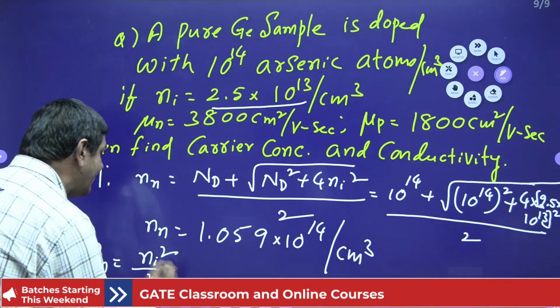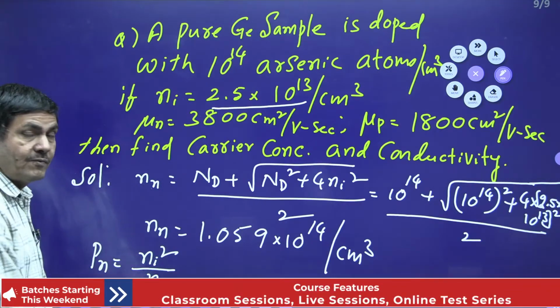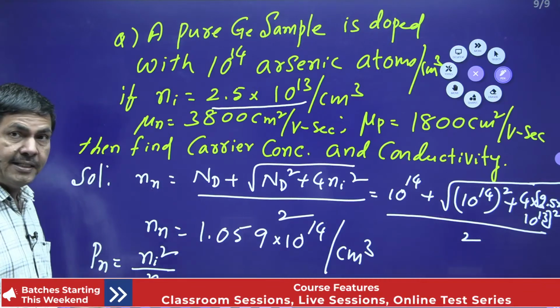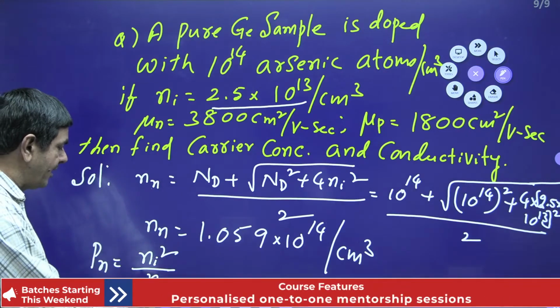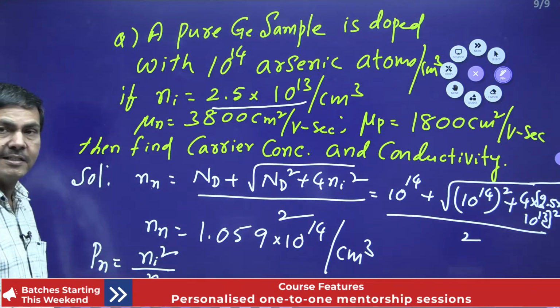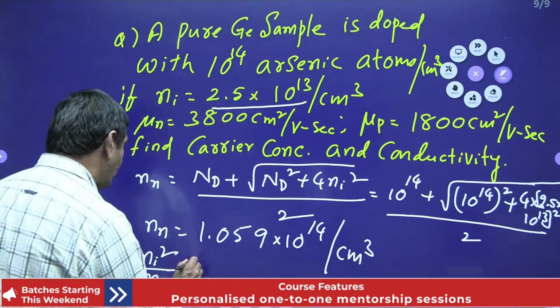Don't put Nd here. If Nd is far more greater than Ni, then you can use Ni square by Nd. Otherwise, Ni square by Nn only is allowed. Understand now. But what is Ni square?